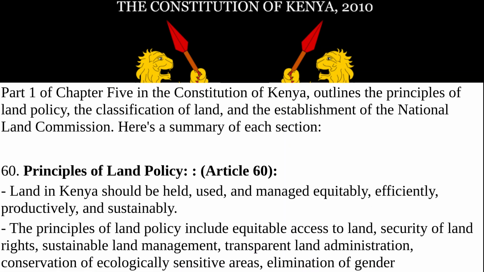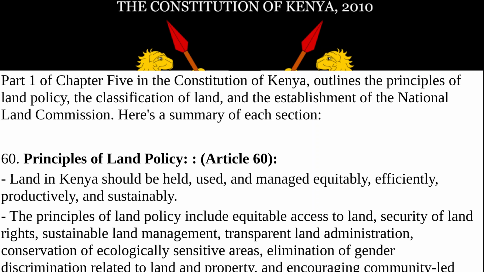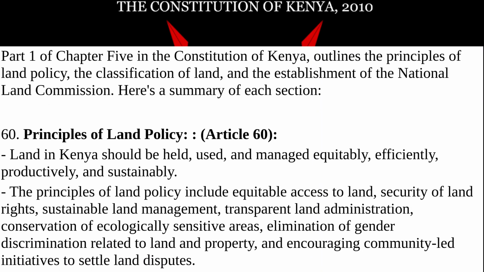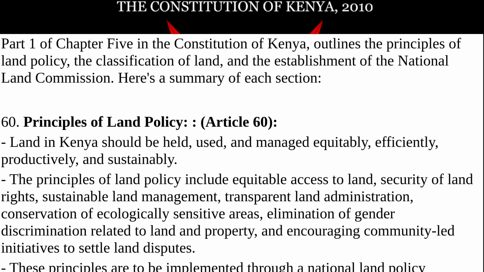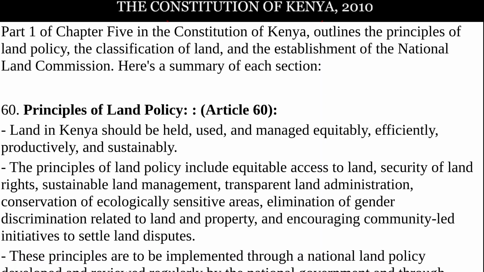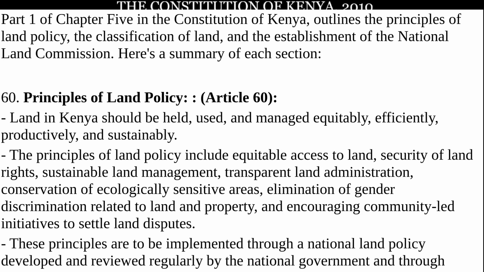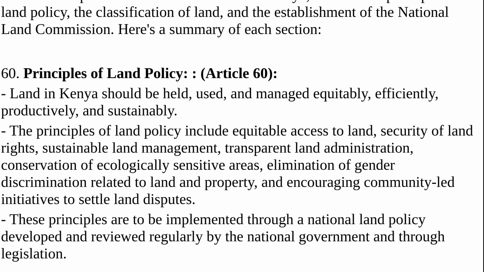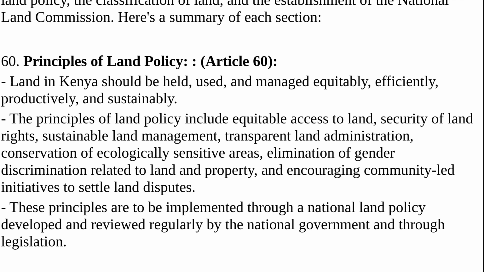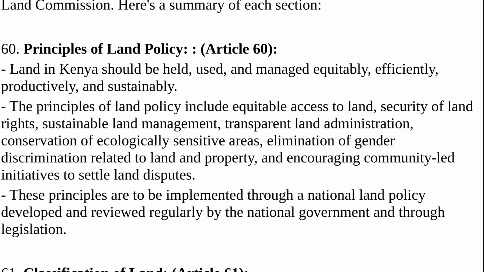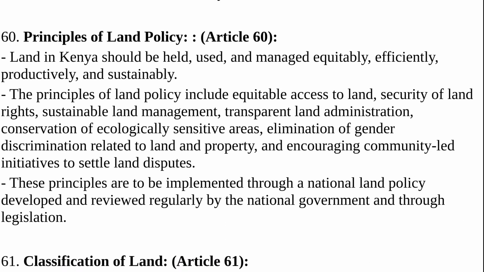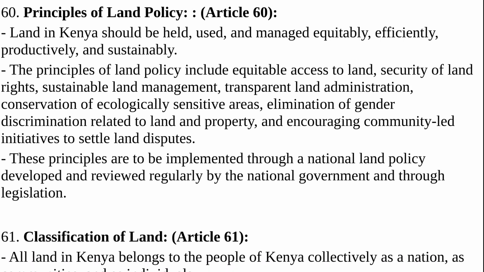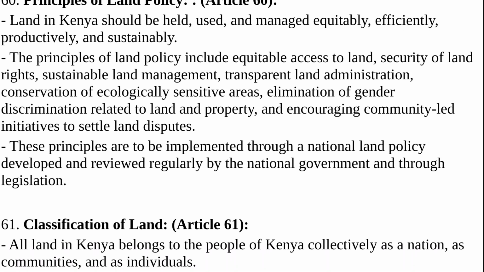The principles of land policy include equitable access to land, security of land rights, sustainable land management, transparent land administration, conservation of ecologically sensitive areas, elimination of gender discrimination related to land and property, and encouraging community-led initiatives to settle land disputes. These principles are to be implemented through a national land policy developed and reviewed regularly by the national government and through legislation.